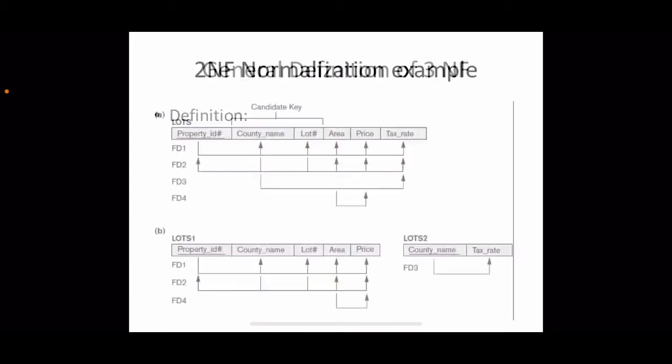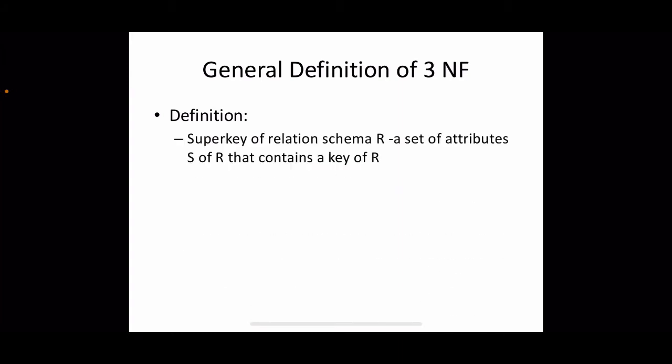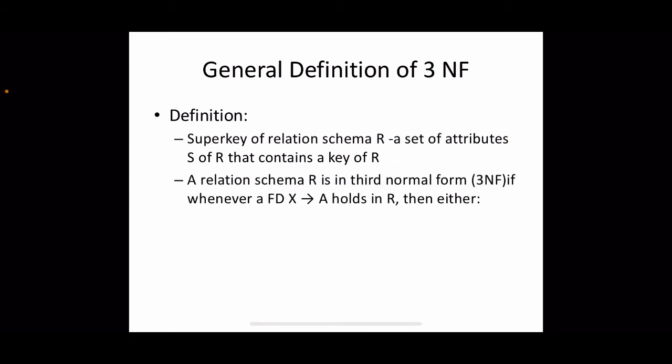Now the general definition for third normal form. We have already defined it based on transitive functional dependencies, right? Now let us modify the definition in a general way. Before that, a super key of a relation schema R is a set of attributes S of that schema R that contains a key of R. So any set of attributes which contains any candidate key of a relation schema can be called a super key.